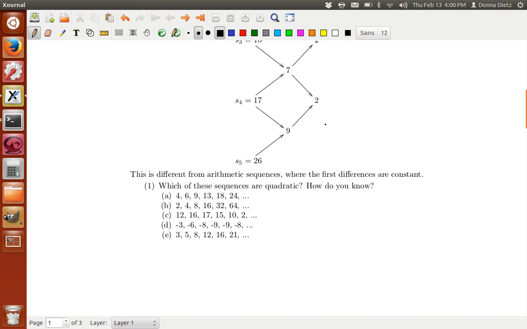Well, how you'll know is you'll be able to find that the second differences ended up being constant. So let's try it. Let's take the first one. Let's take 4, 6, 9, 13, 18, 24, etc. So what about this one? So what do we got? Well, I like writing these out in tables, as you well know by now.